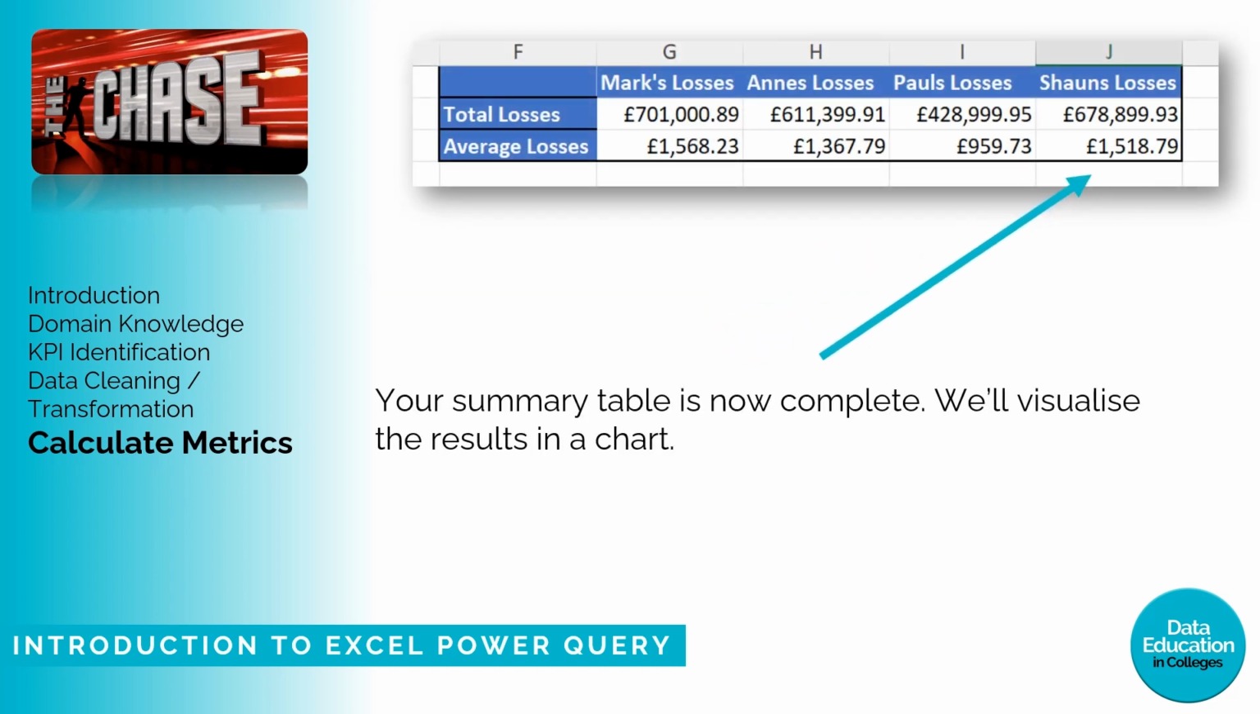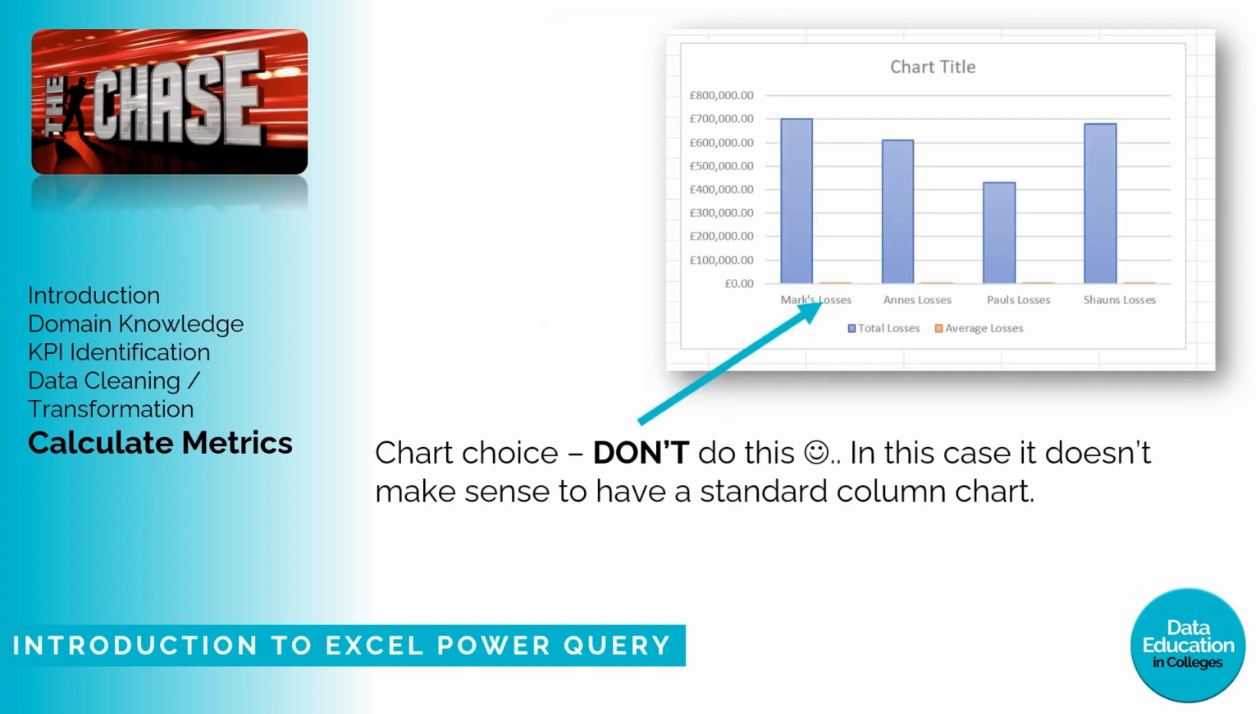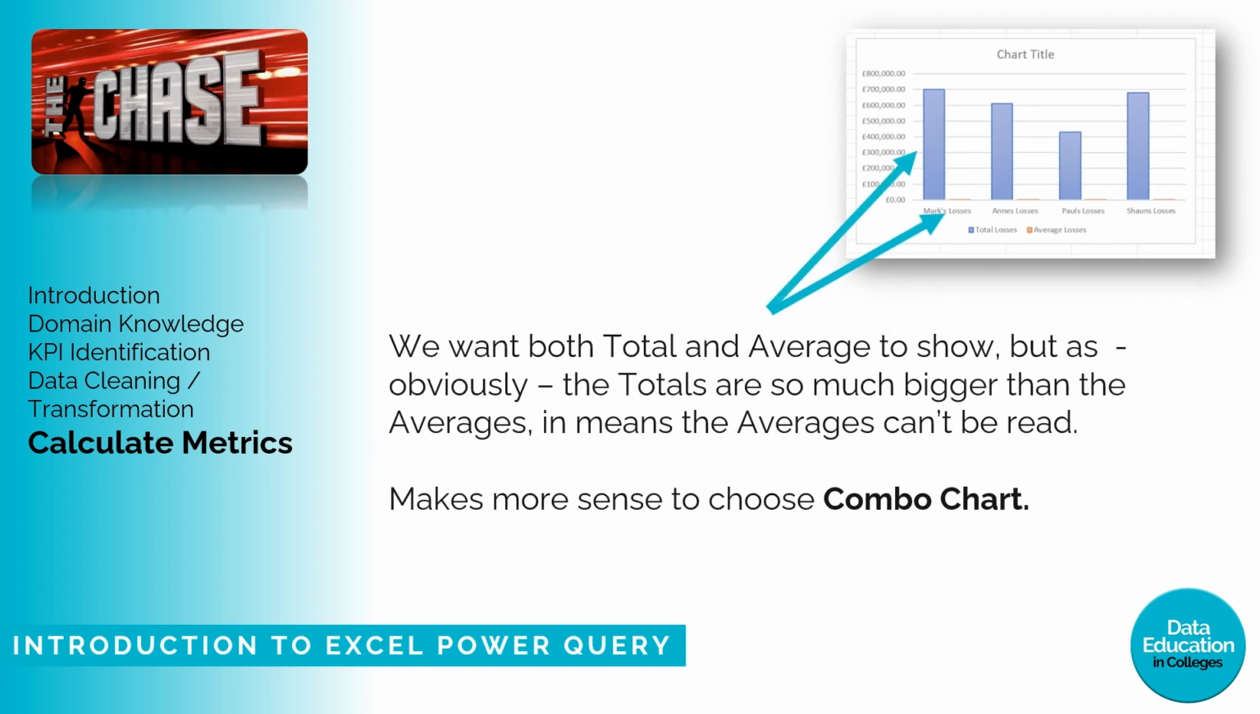So now we've got our little summary table. Let's visualize these results in a chart. Select any single cell. Again, you don't have to select the whole summary table. Go to Insert in the ribbon, and then all the charts are there in the middle. Don't do this. It doesn't make sense to have just a normal column chart because our totals are obviously massively more than the averages, so you can't really read the averages.